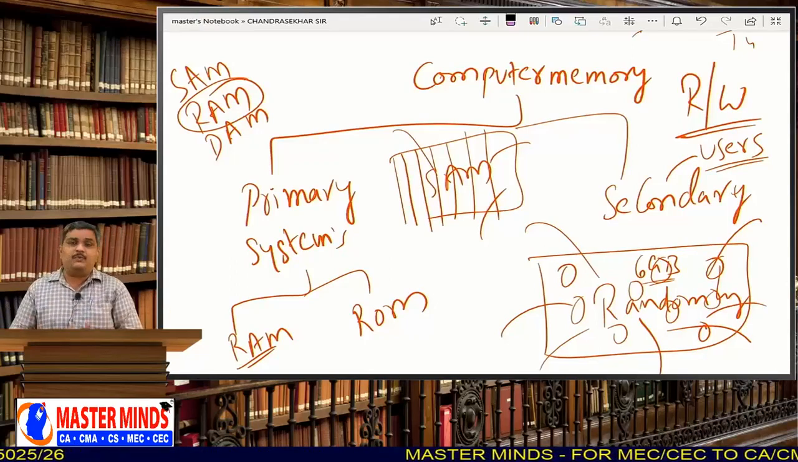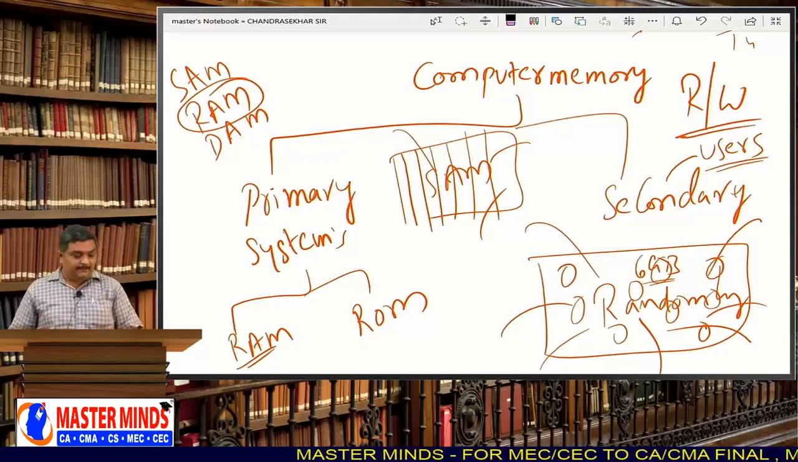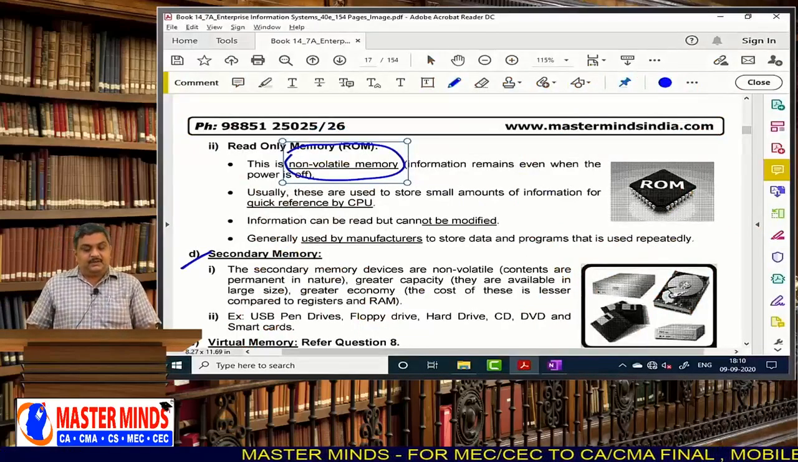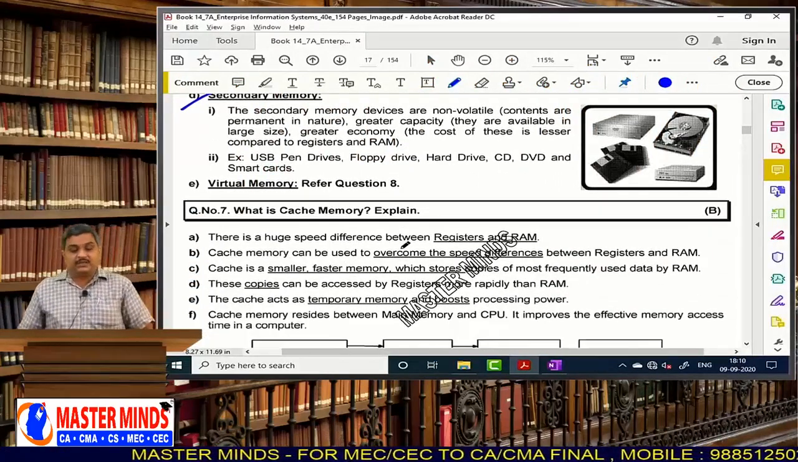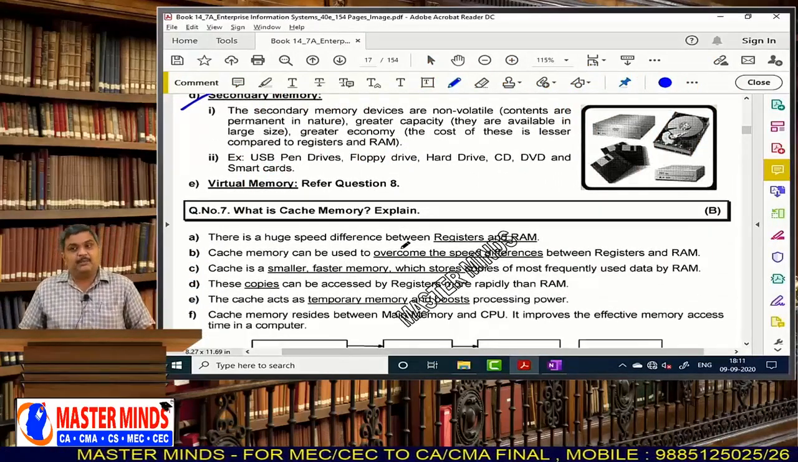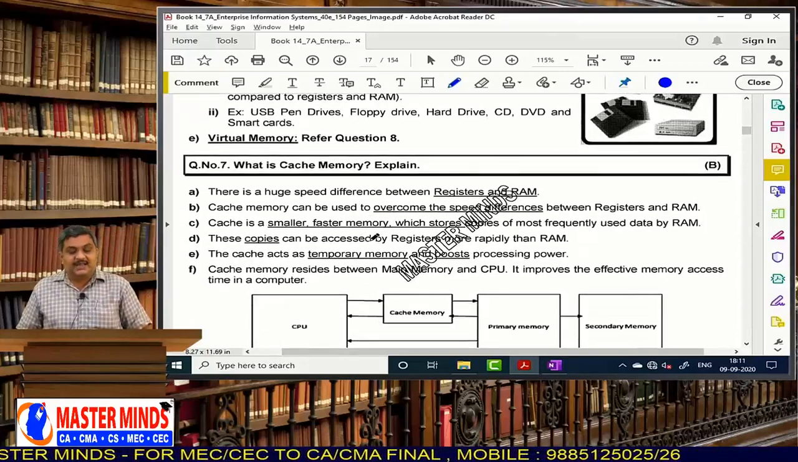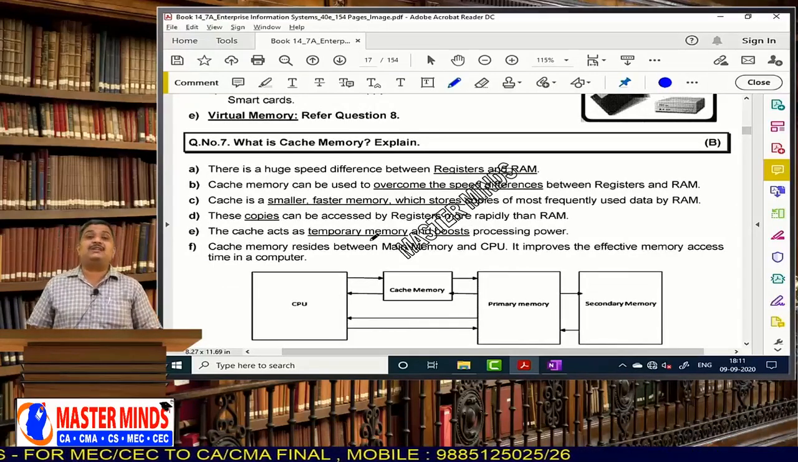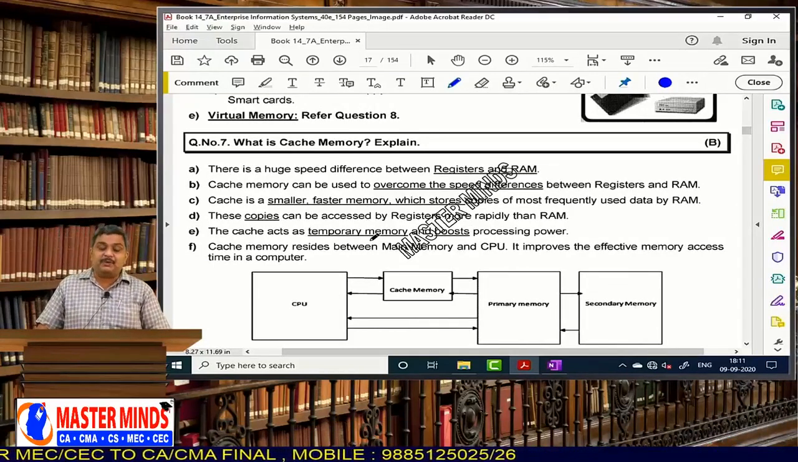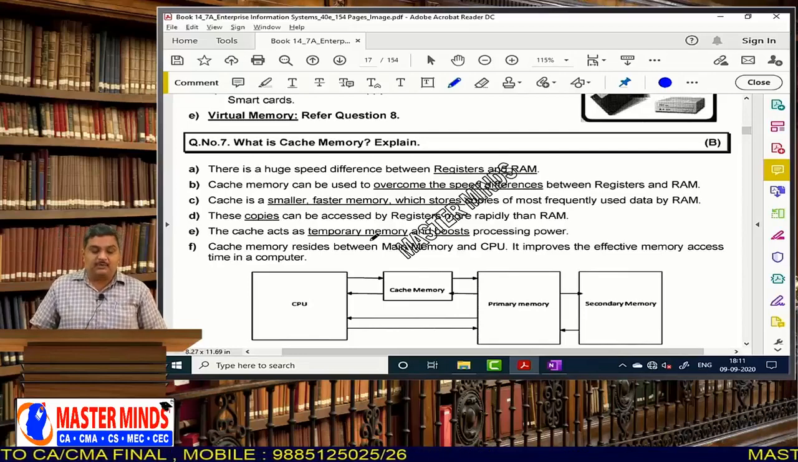And obviously they are non-volatile. Okay? And that is what about secondary memory. Okay? And next, what is cache memory? C-A-C-H-E. Some people pronounce it one way, or some people pronounce it another way. Either way is correct. No problem.